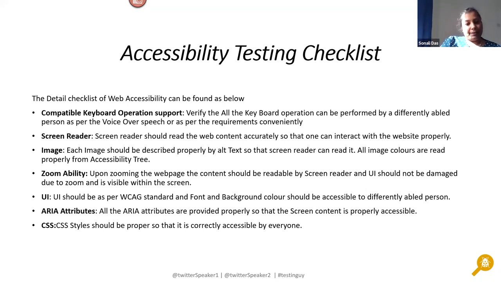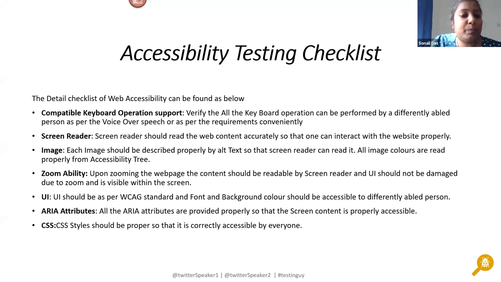If you do not mention the alt text, then a person who can't see won't know there is an image on the website. Similarly, zooming ability: when you zoom any web page, the visibility or content should not be damaged. Suppose I zoom to 90% and want to see a particular small figure. If I can see, I can see it. If I am not able to see and there is small text in that image, alt text should be there for it. Otherwise, the person who is zooming can't know what is inside that image.